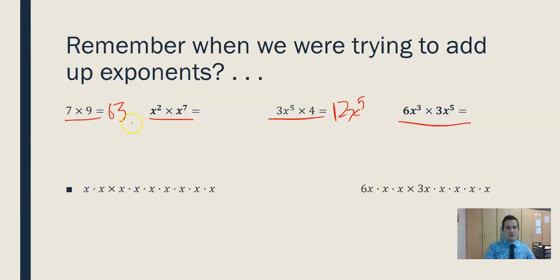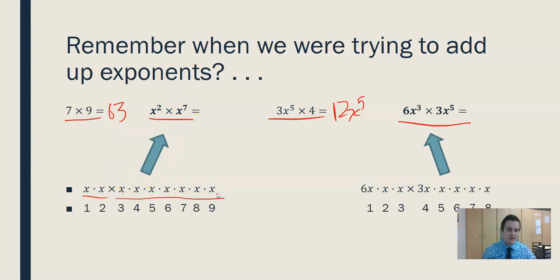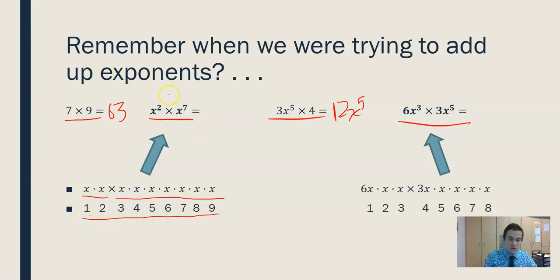So keep in mind that, again, an exponent just represents the number of times that I'm multiplying something by itself. So x squared is the same as x times x. X to the 7th is x times x times x times x times x times x times x, 7 times. So I end up multiplying x by itself 9 times. So the answer to x squared times x to the 7th would be x to the 9th. A lot of us are tempted to put x to the 14th, but we need to remember what an exponent is actually saying. An exponent is just talking about multiplication. So since I'm multiplying 9 x's together, I write that as x to the 9th.